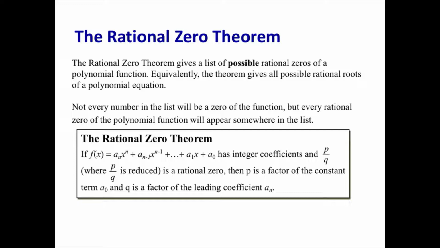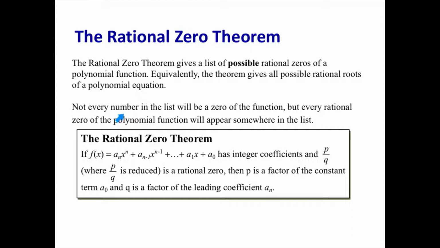Rational zero theorem to solve polynomials which you cannot factor when it's just given to you, or higher degree polynomials. The rational zero theorem, what does it do? It gives us a list of all rational zeros of a polynomial function. So it gives all possible rational roots of a polynomial function.